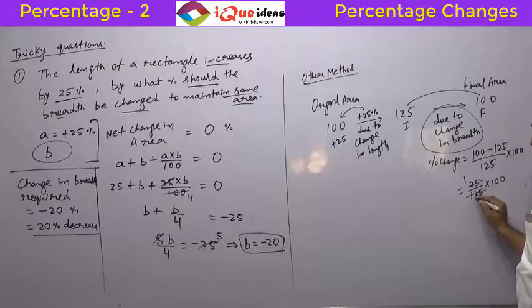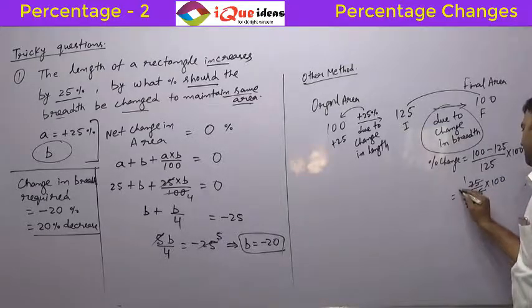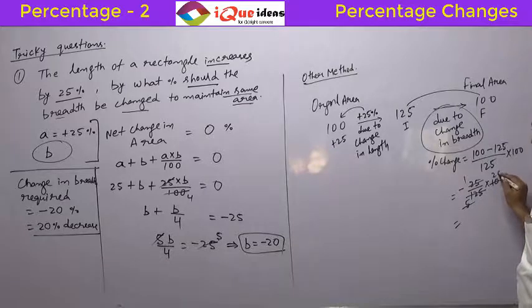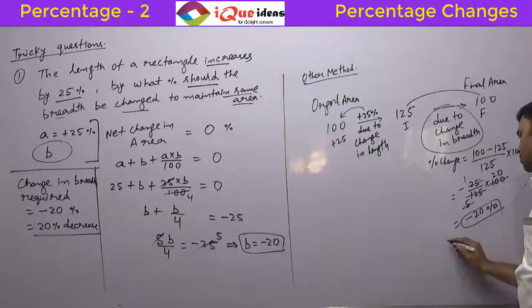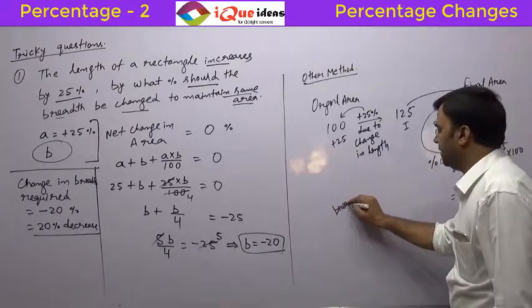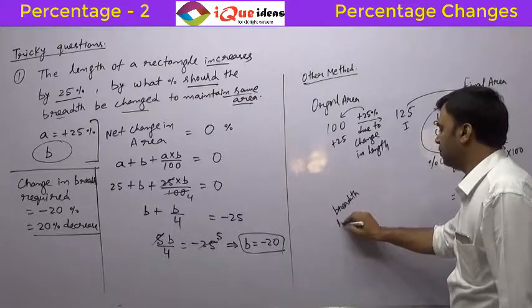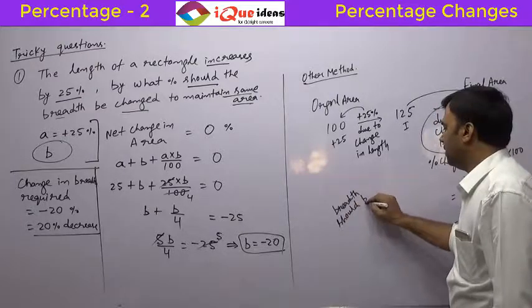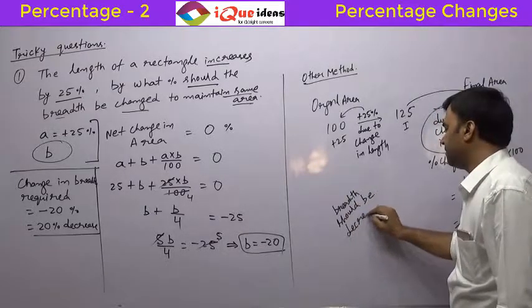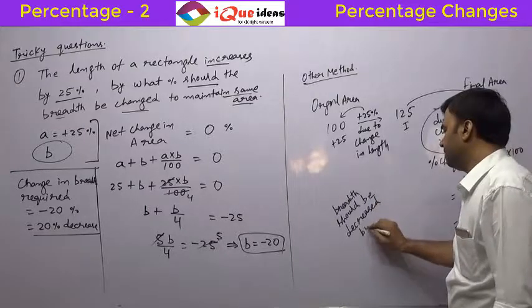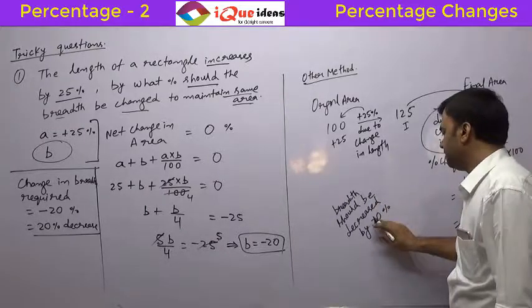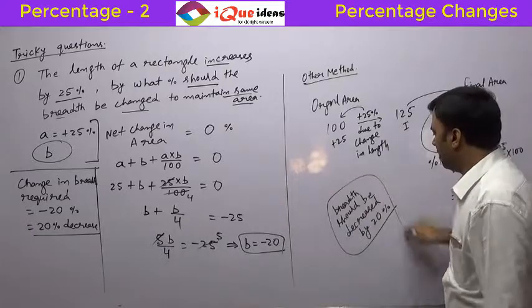Now 25 upon 125 is 5 times. It is minus sign. And 5 cancels 100 20 times. So it is minus 20%. So as we have already discussed, minus means decrease. So it is breadth to be decreased. Breadth should be decreased by 20%. Alright. So this was a good situation. Okay.